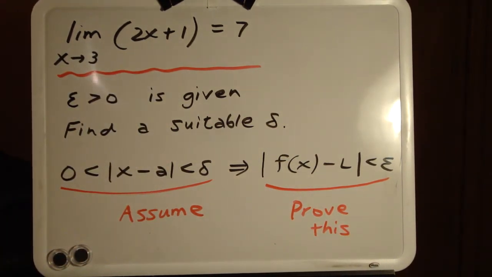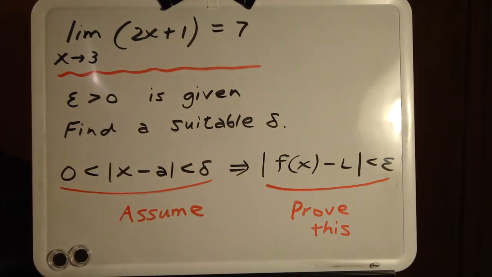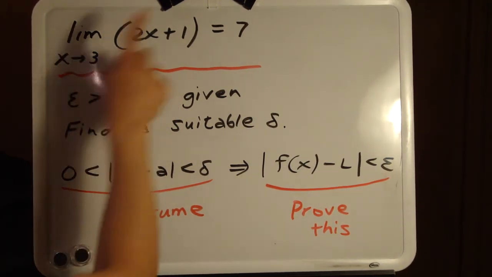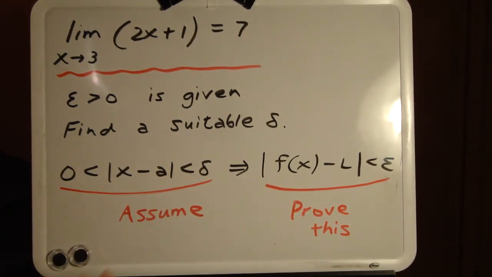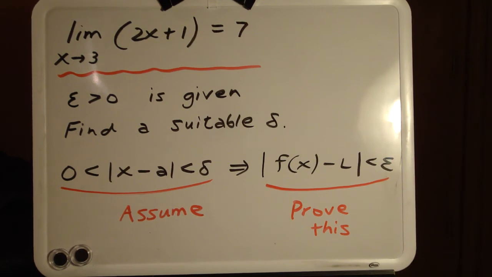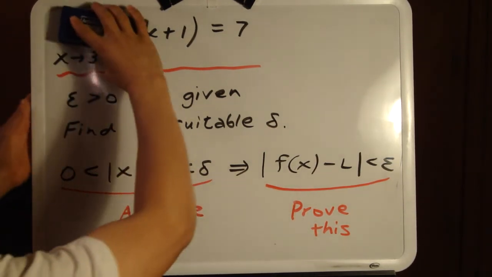And again, you can see all the pieces in this problem: your f of x is 2x plus 1, your a is 3, and your L is equal to 7. So you can insert that information in the statement and then think about the logic and the direction that you have to move in. Okay, so I'll keep this statement down here and then I'll import the correct information into that statement.